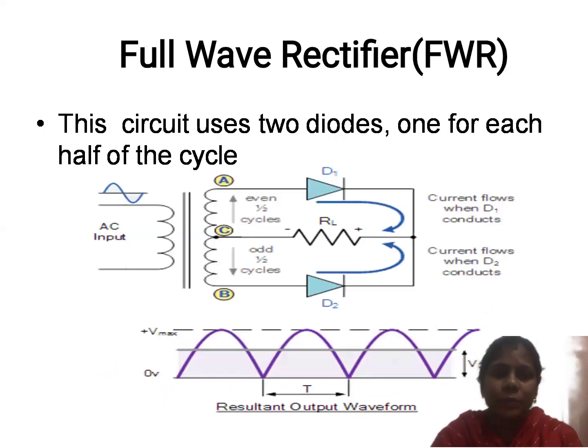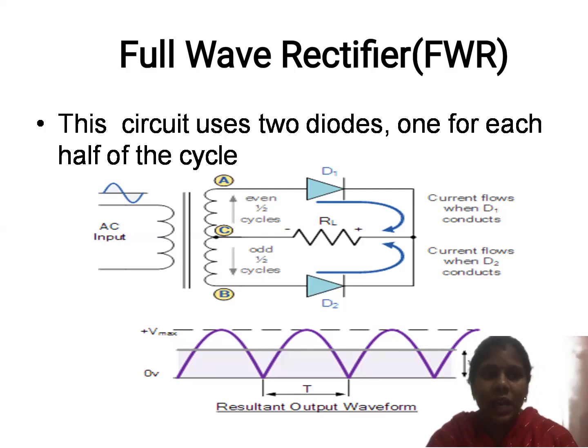The next one, full wave rectifier. Here the name itself indicates that the rectification is going to be done for two complete cycles. The drawback of the half-wave rectifier is that for only one half cycle the rectifier conducts, and for the remaining half cycle it does not conduct. It gives 0 as an output. So the transformer utilization is not effective in the half-wave rectifier.